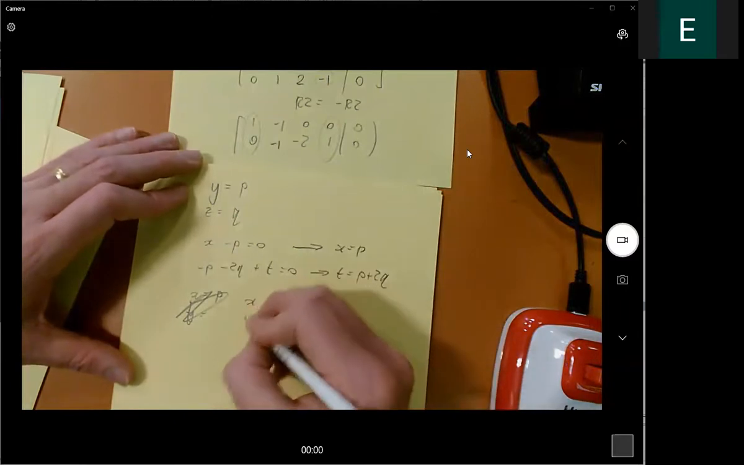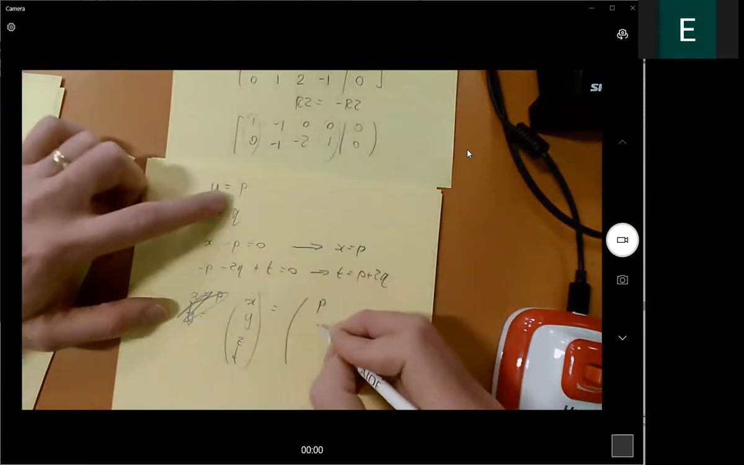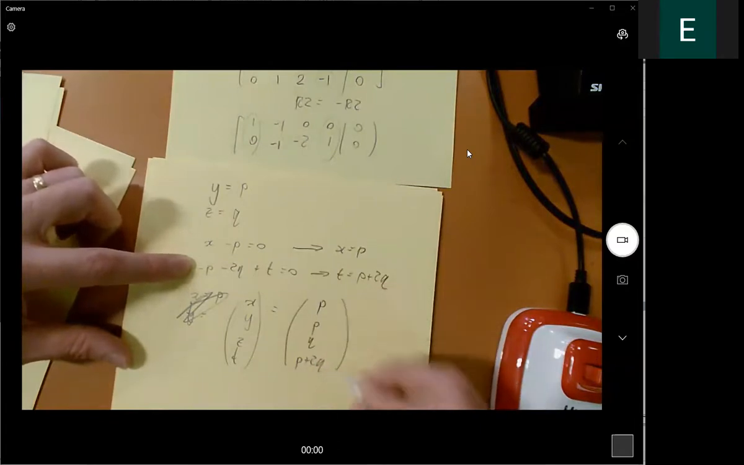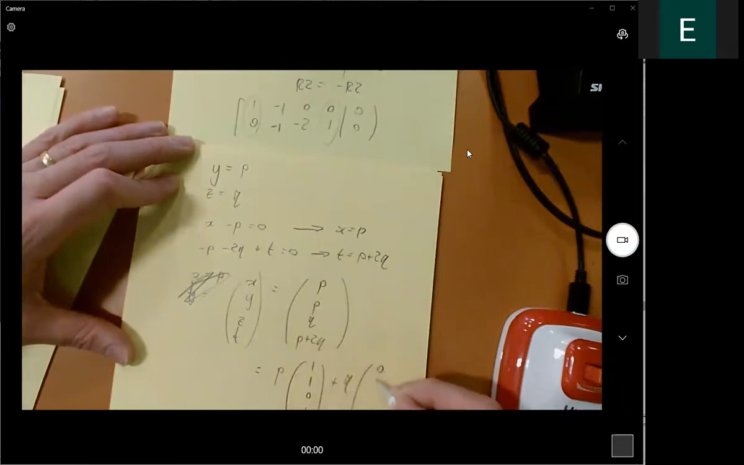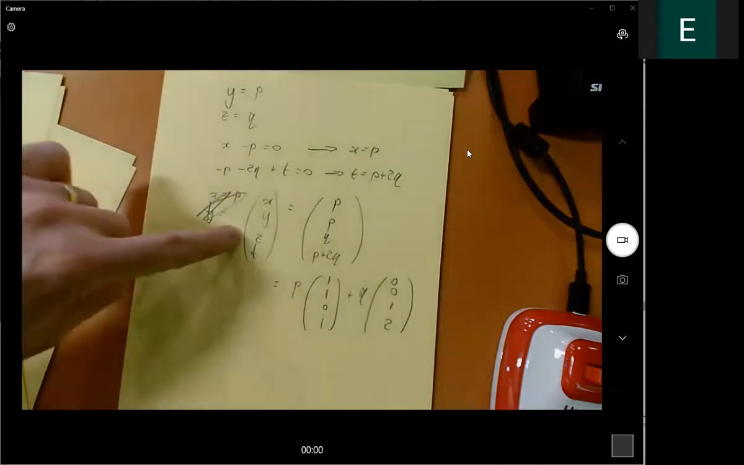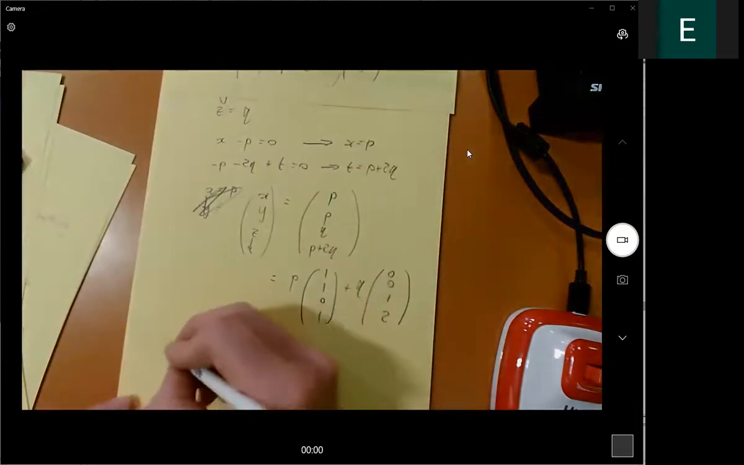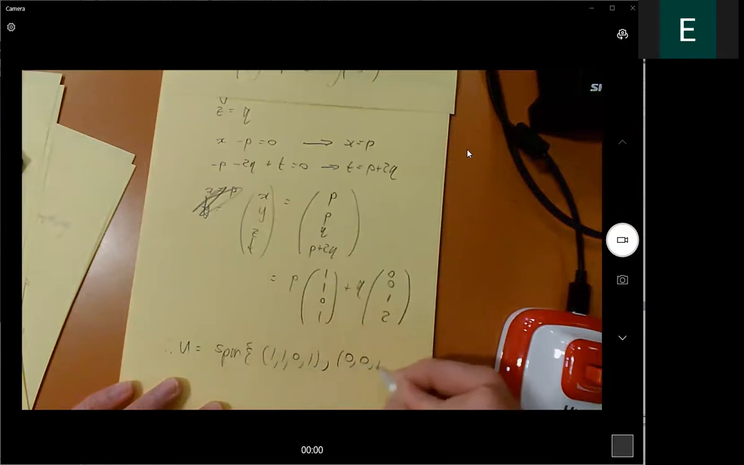And so now I've got that X, Y, Z, T as a column is P, and Y was also P, and Z was Q, and T was P plus 2Q. Which means that this is P lots of 1, 1, 0, 1, and Q lots of 0, 0, 1, 2. So every vector that is in U is writable in this way. And so therefore U is actually now the span of 1, 1, 0, 1, and 0, 0, 1, 2.